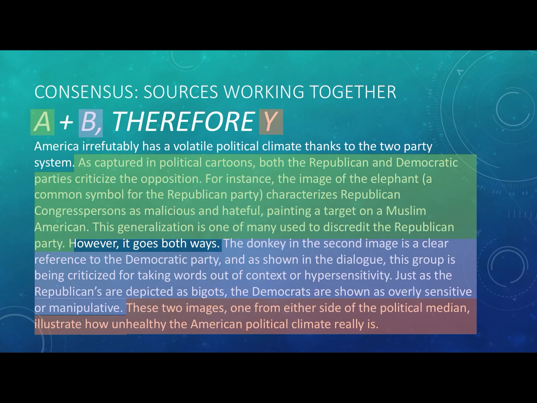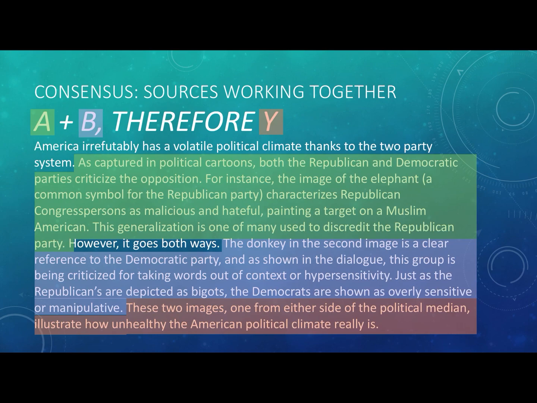However, it goes both ways. The donkey in the second image is a clear reference to the Democratic Party, and as shown in the dialogue, this group is being criticized for taking words out of context or hypersensitivity. Just as the Republicans are depicted as bigots, the Democrats are shown as overly sensitive and manipulative. Okay? Again, I'm referring to details from the image, referring to the dialogue. In the other one, I refer to the target on the Muslim American.